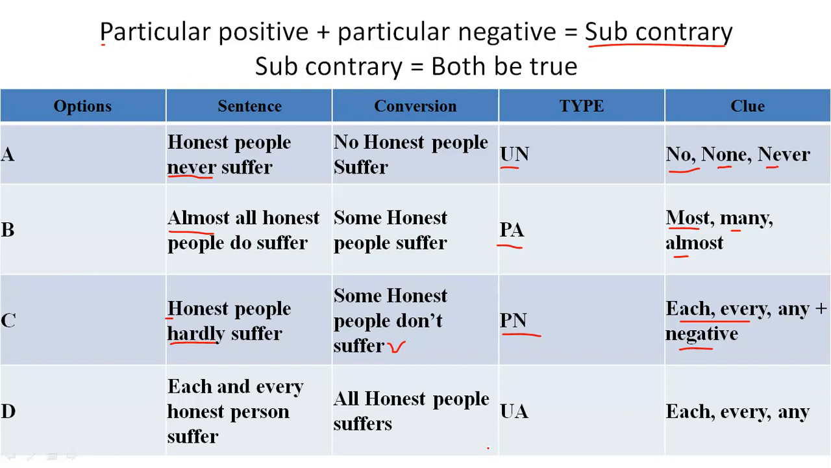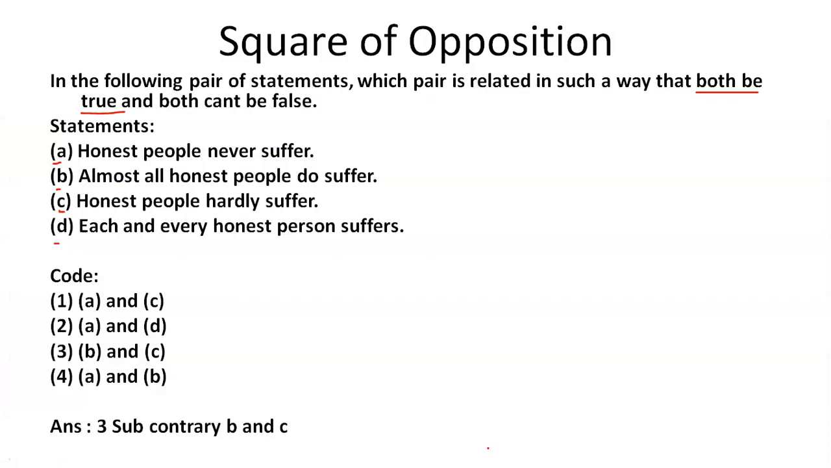If you want, you can check the remaining one; that is anyway universal affirmative. When a sentence openly talks about each, every, any, it means it is universal affirmative. It's the all type: all honest people suffer. Hope you understood. That's why the answer becomes BC, which comes in the third option. Hope it is clear. Happy learning.